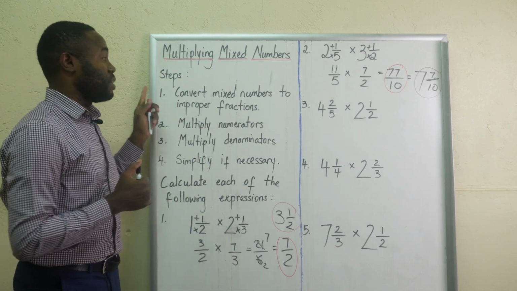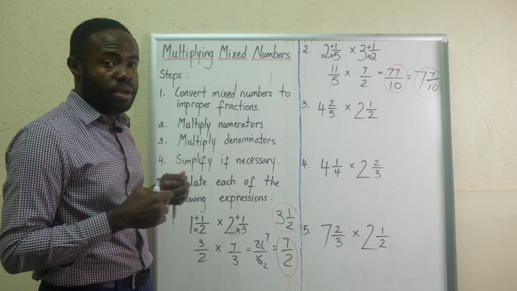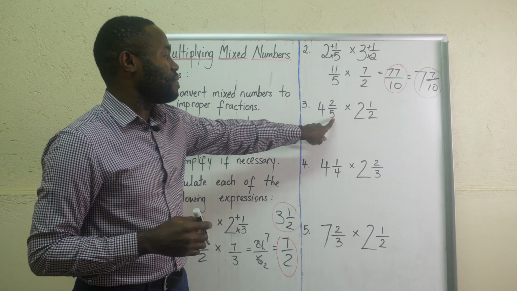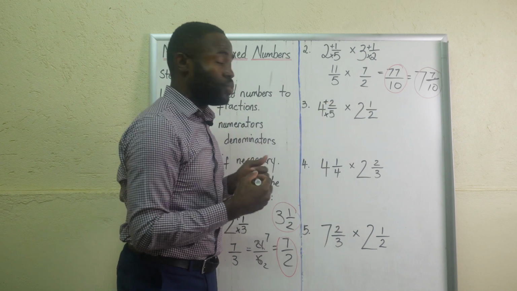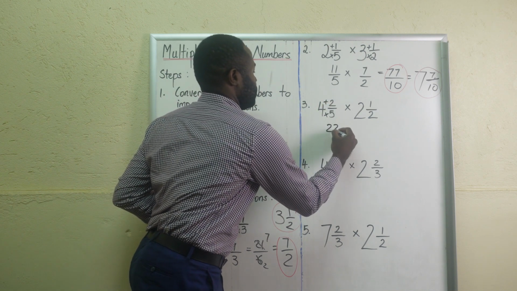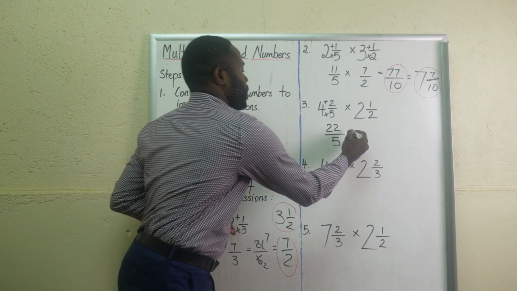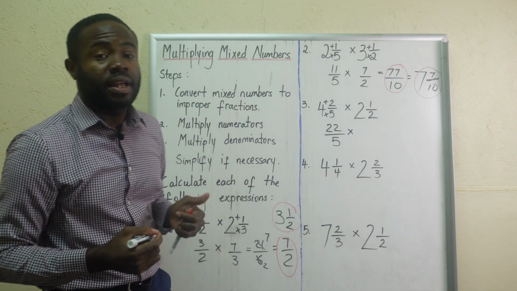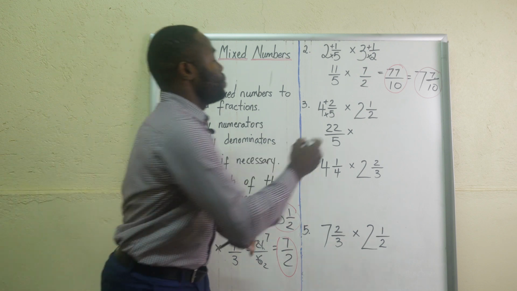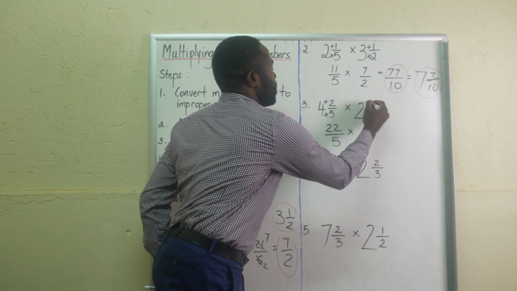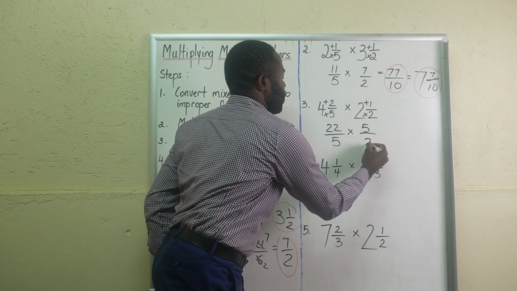Let's go back to the steps. So the first step suggests that we're supposed to what? Convert the mixed numbers to improper fractions. So let's do that. So it's 5 times 4, which is 20, plus 2, that gives us what? 22 over 5. Next up, we put our operator, which is multiplication. Let's convert 2 and a half now to an improper fraction. So it's 2 times 2, which gives us what? 4, plus 1, that gives us what? 5 over 2.